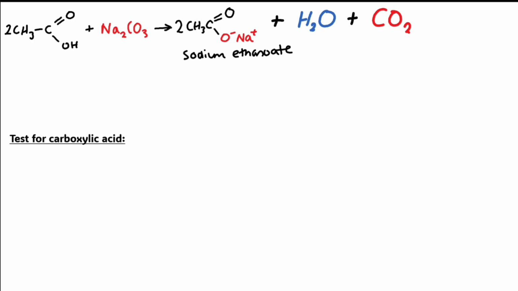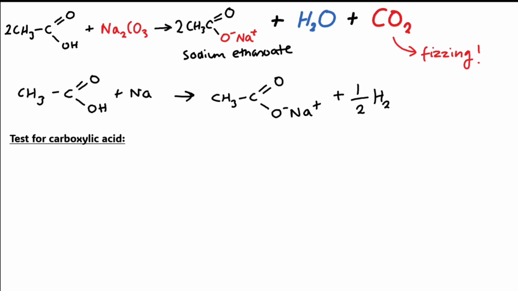Remember that. And obviously, if you know how to name esters, like in the last video you watched, it'd be sodium ethanoate because there's 2 carbons here. That's the carboxylate group, remember, C double bond O, sodium ethanoate. And then it produces water and carbon dioxide. You need to remember that because that might show up in the exam. Oh yeah, and carbon dioxide is fizzing. Testing for carbon dioxide is fizzing.